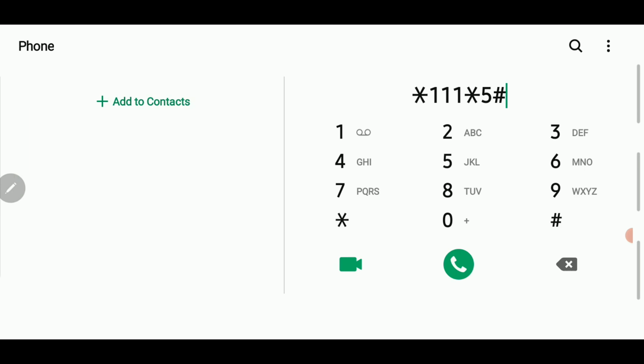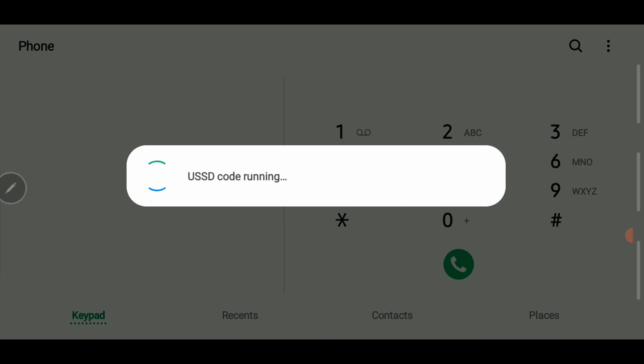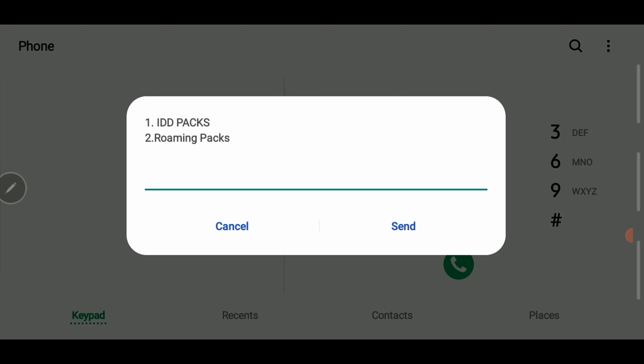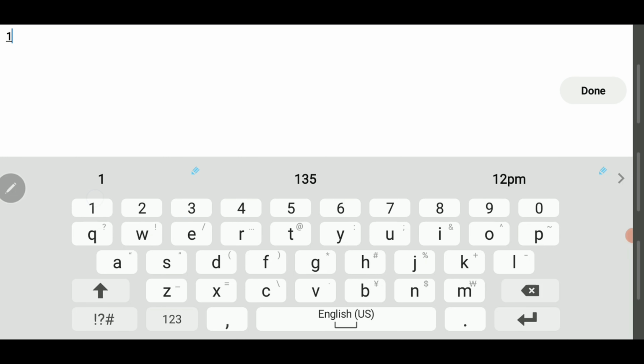*111*5#. So dial this code and select one. That's IDD packs. So select one, IDD packs.